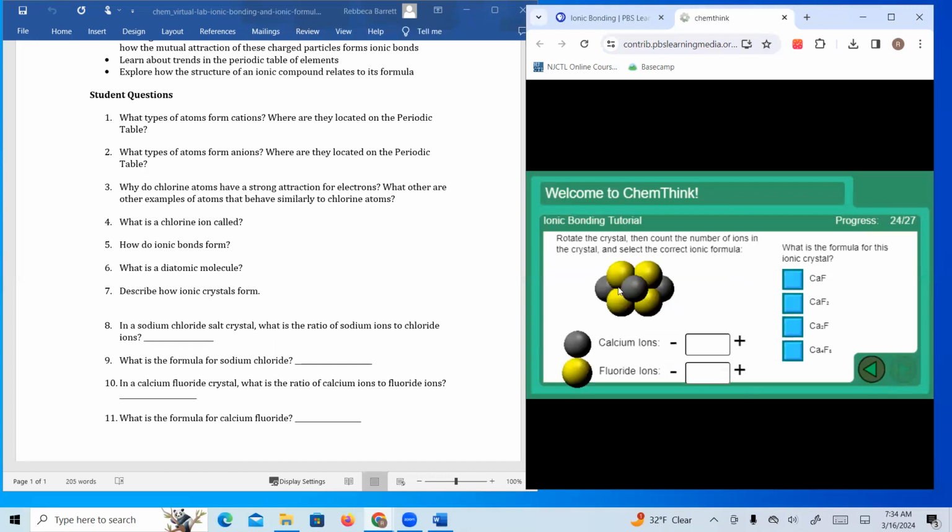Okay, so we can do this for another crystal. This is calcium and fluoride. If I'm going to count the calciums, how many do you see? 1, 2, 3, 4. And then how many fluorides? 1, 2, 4, 8. So that would be CaF2.